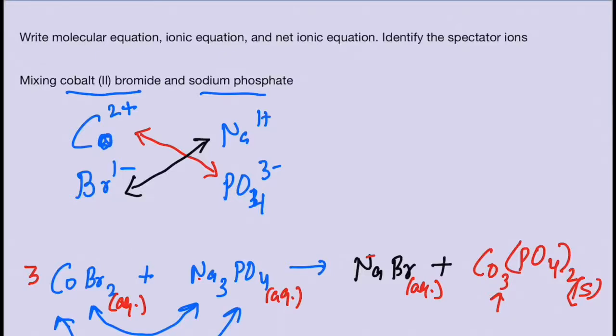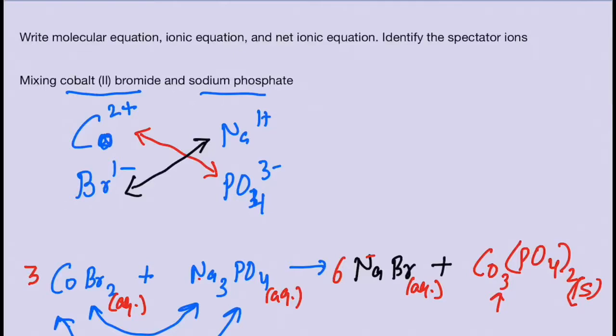And then what else I want to take care of? Okay, how about taking care of the bromines now? Well, as soon as I put 3 in front of the cobalt bromide, that makes it 6 bromines on the reactant side. So I need to have 6 bromines on the product side, and to make 6 bromine, I would have to put 6 in front of NaBr. Okay, so that takes care of the bromines, and then let's look at the sodiums now.